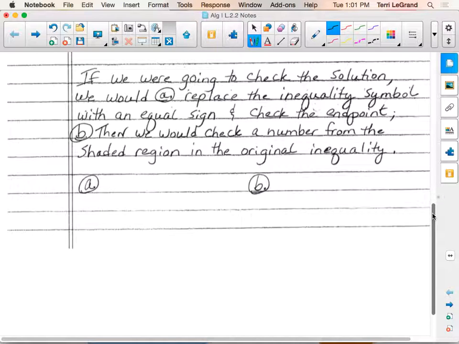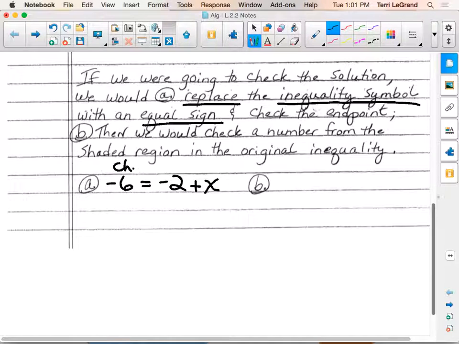So if we're going to check an inequality, you need to listen carefully to this because I don't want you to think that we're checking to see if -4 is a solution. The first thing we're going to do is replace the inequality symbol with an equal sign. So we're going to take our inequality, which starts as -6, and we're going to make it equal to -2 plus x. We're going to check the endpoint. So we're checking right now, why don't you put this here, we're checking -4.